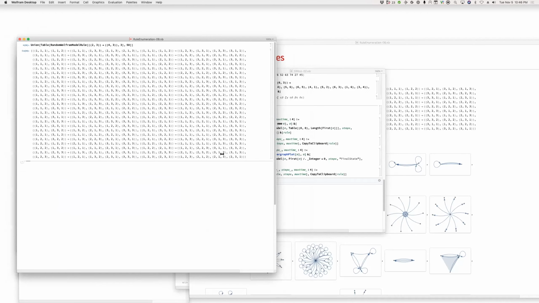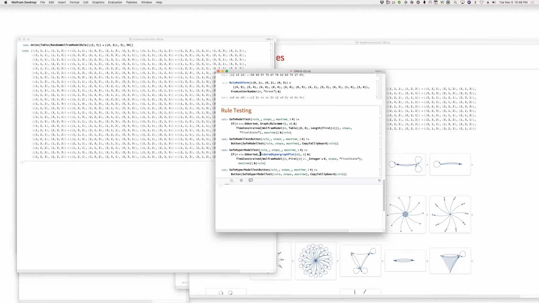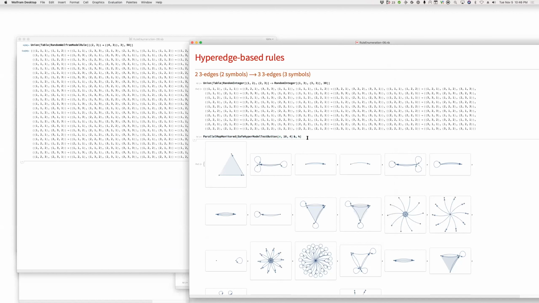Okay, so then here, that becomes hypergraph plot. Yeah. What do you think? Do you think these other ones look right? Let's try here.